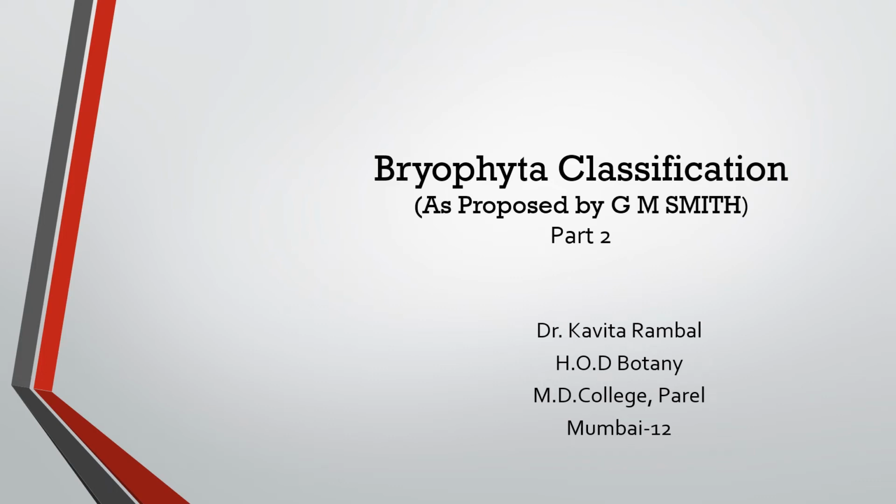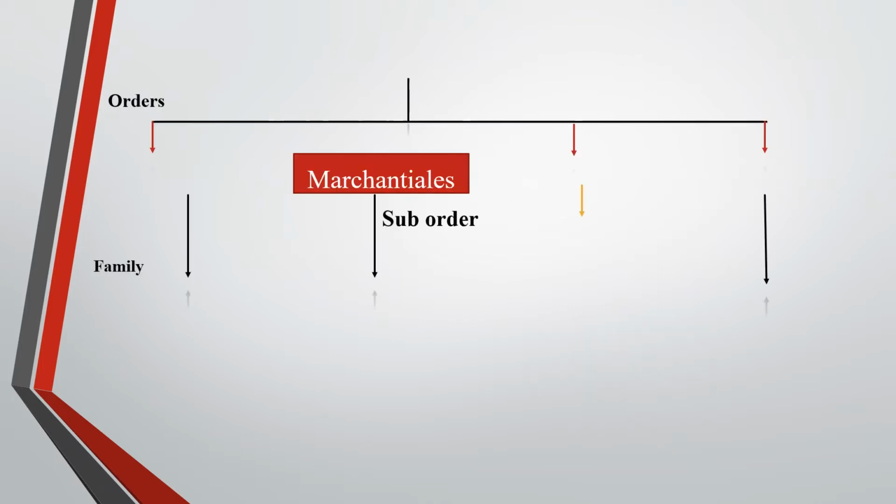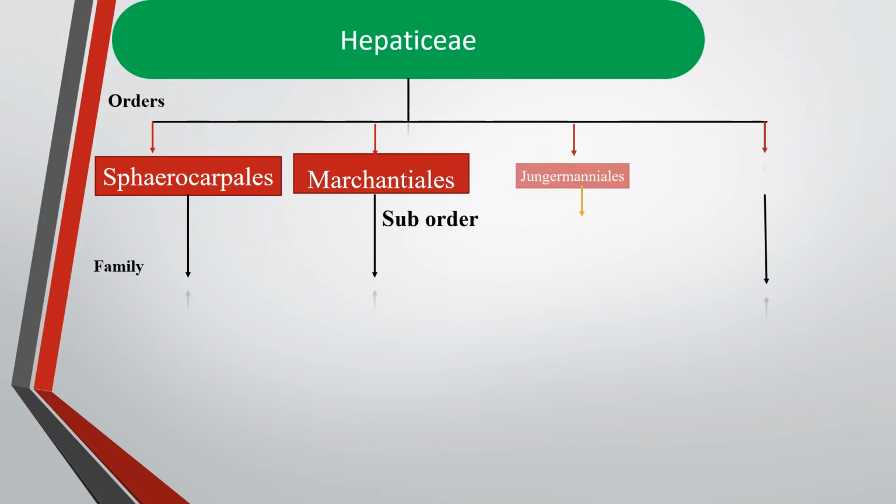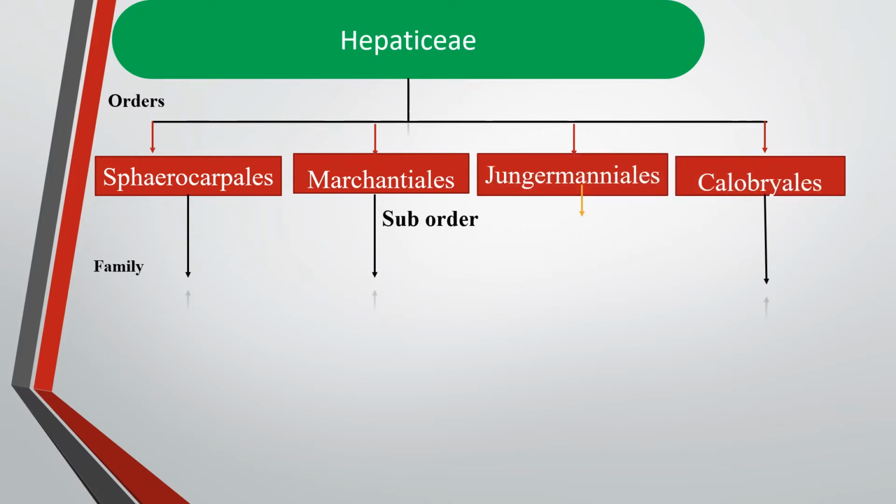Hi students. Now I just continue the Bryophyta classification as proposed by G.M. Smith, Part 2. That means up to Hepaticae, we're going to continue with the Hepaticae. Up till now we discussed the general characteristics of Hepaticae, and now we would like to see how Smith divided it into various orders. He divided it into 4 orders, and these are Spherocarpales, Marchantiales, Jungermanniales, and Calobriales.